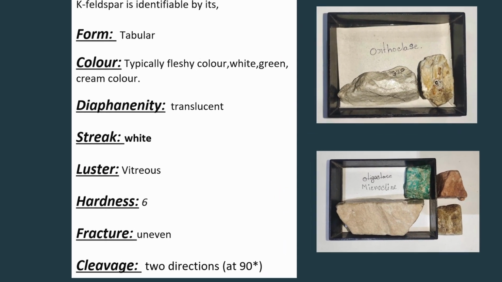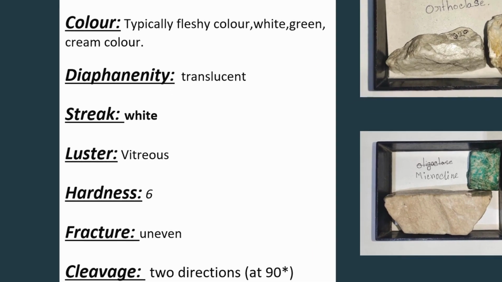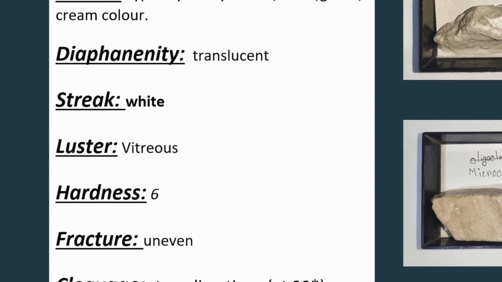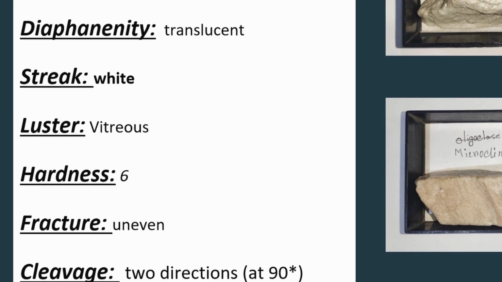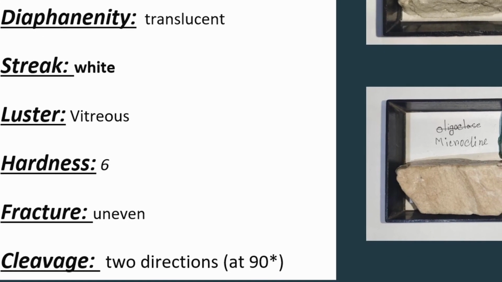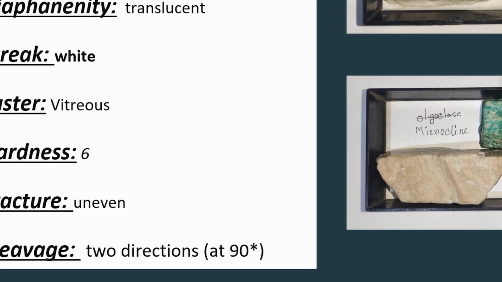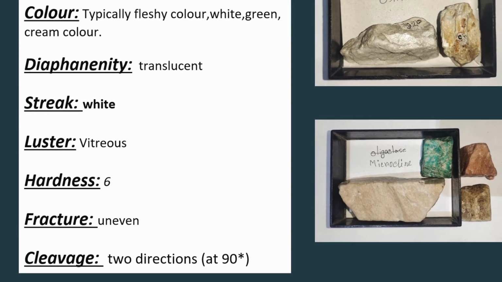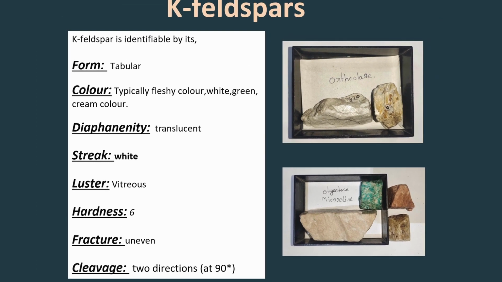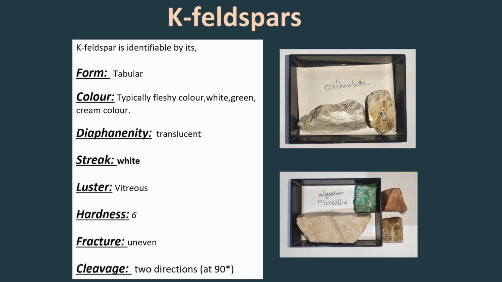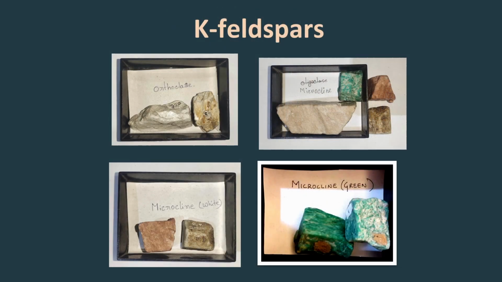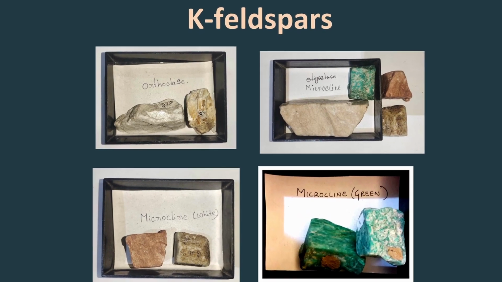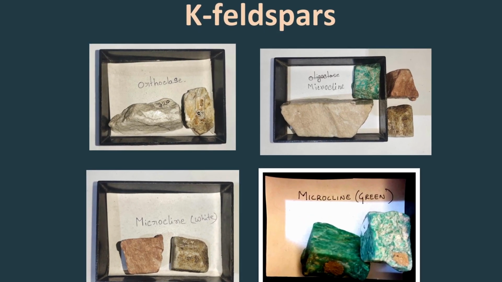Here the luster of potash feldspar is vitreous and hardness is 6. Fracture commonly uneven. The cleavage of potash feldspar is 2 directional at 90 degree angle. Cleavage means the tendency of mineral to break in definite direction, whereas fracture means non-directional breakage of minerals. There are some hand specimen samples of potash feldspar like Orthoclase, Microcline, etc.